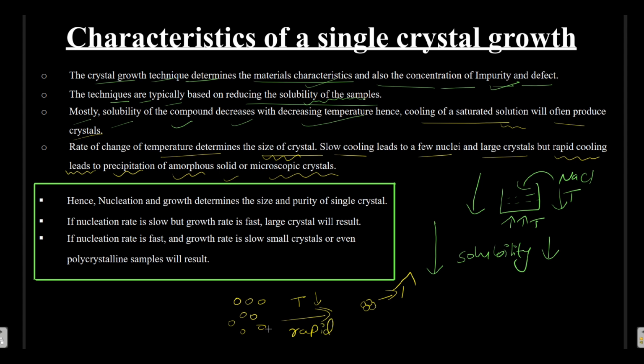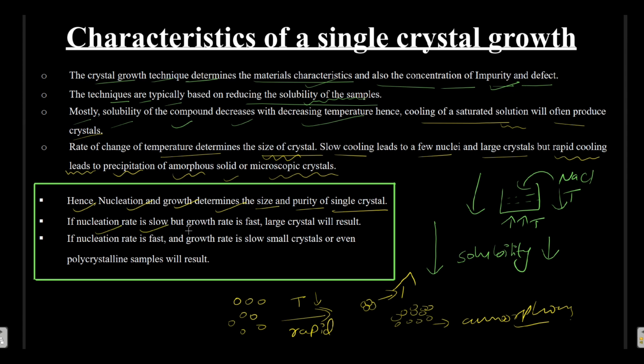But in another case, if the temperature is decreasing in a rapid way, will these nuclei get enough time to aggregate properly? No. Then a lot of microcrystals will be formed, that is, amorphous solid will be formed. So I have put it over here. So hence, nucleation and growth determines the size and purity of the single crystal.